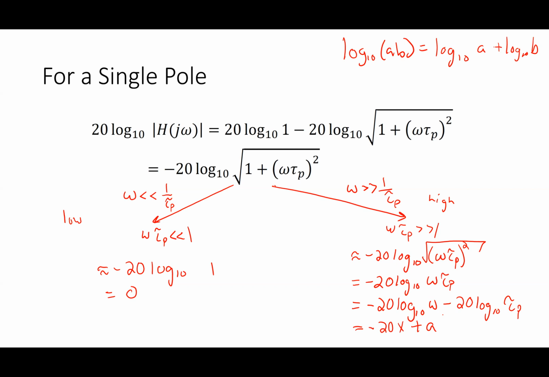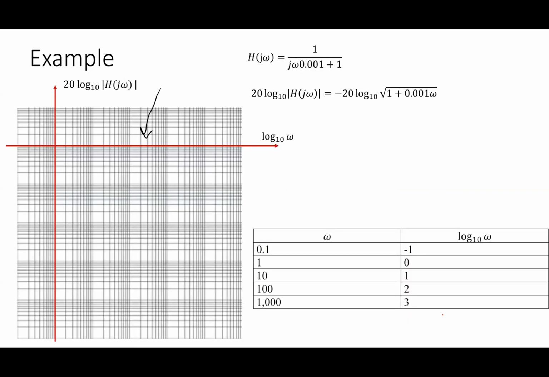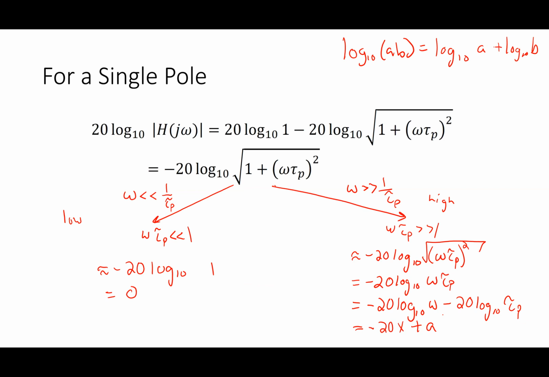It's falling linearly versus frequency as frequency increases on a logarithmic scale. So here's the way that we deal with this. What I did was I made an approximation. I said for omega much, much less than this value, it stays constant, and for omega much, much greater than this value, it falls linearly.